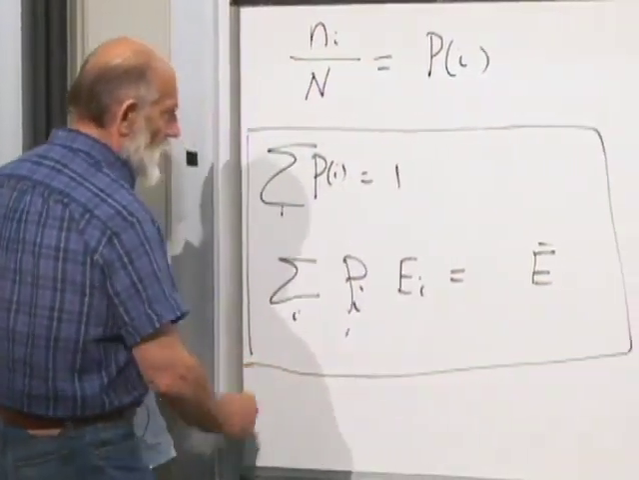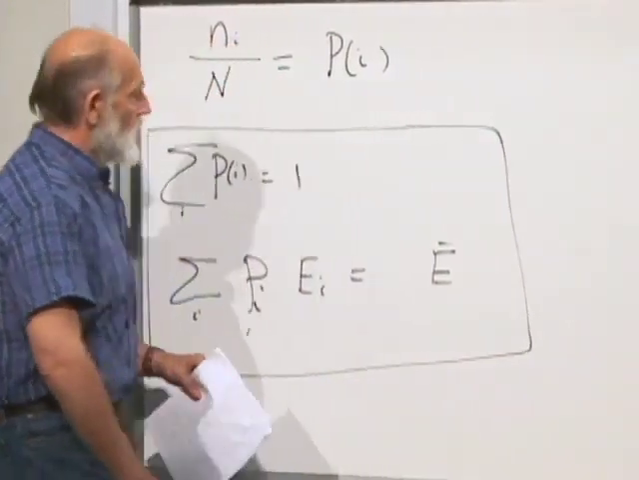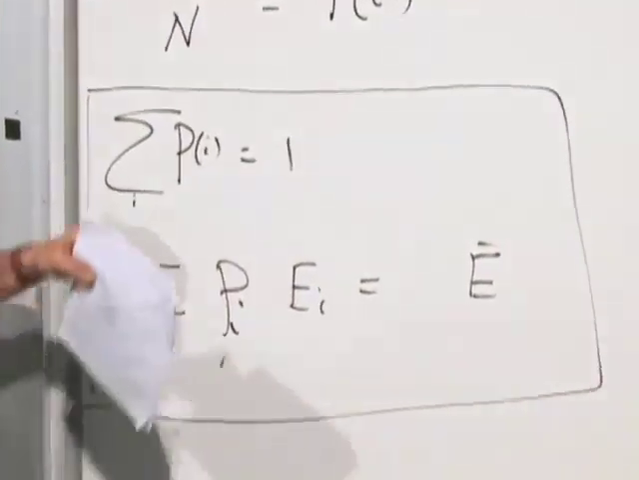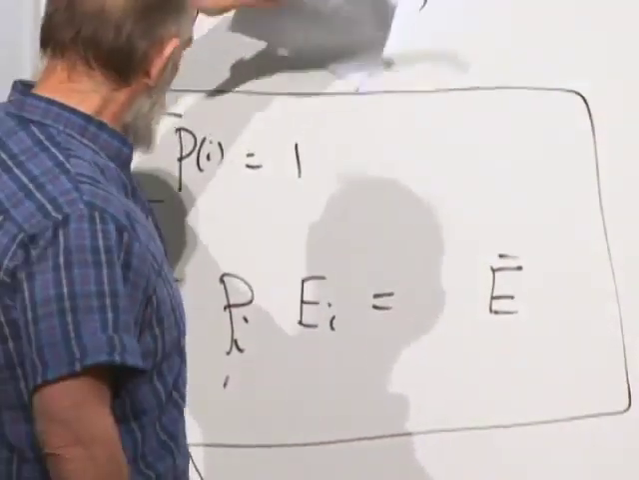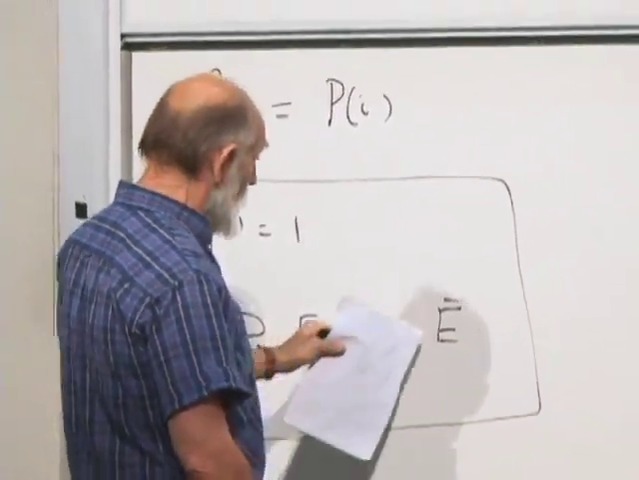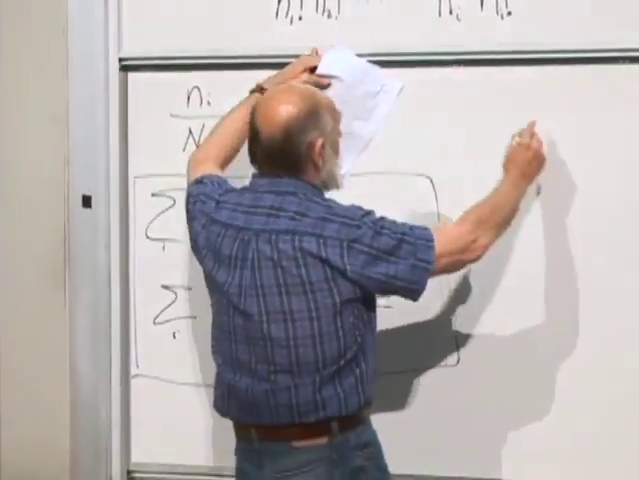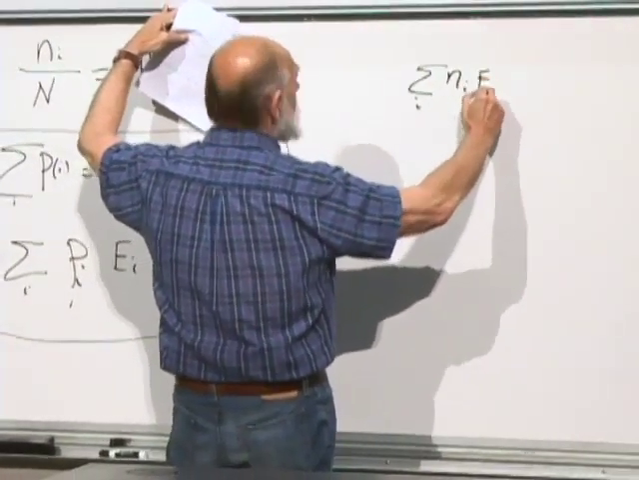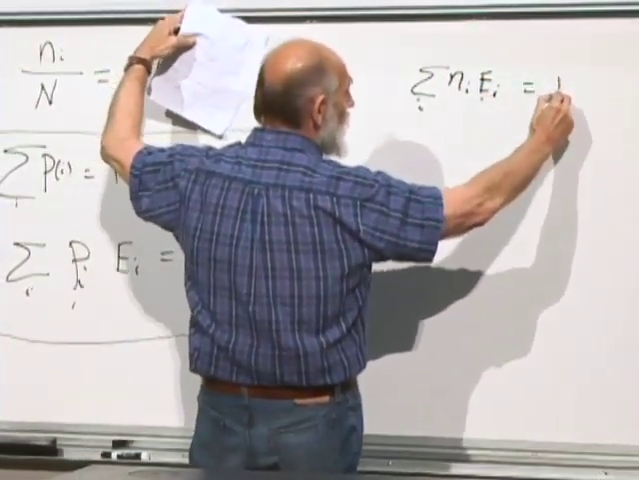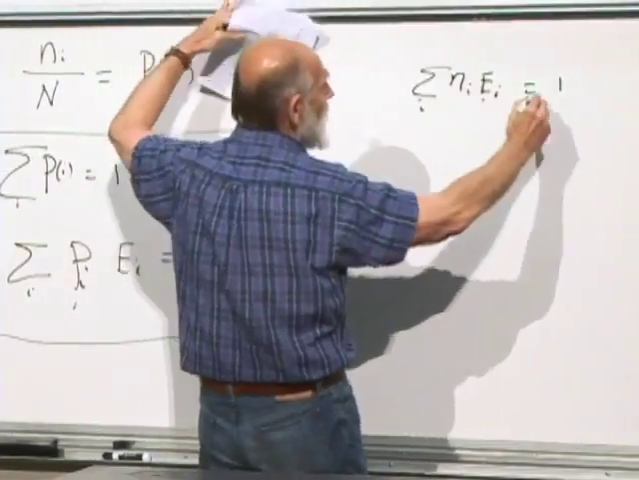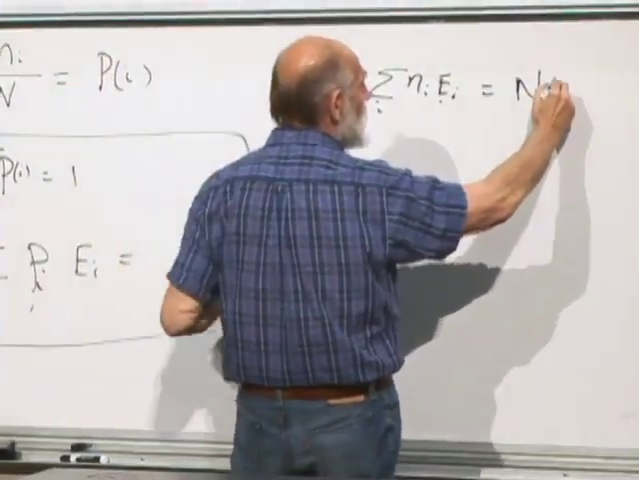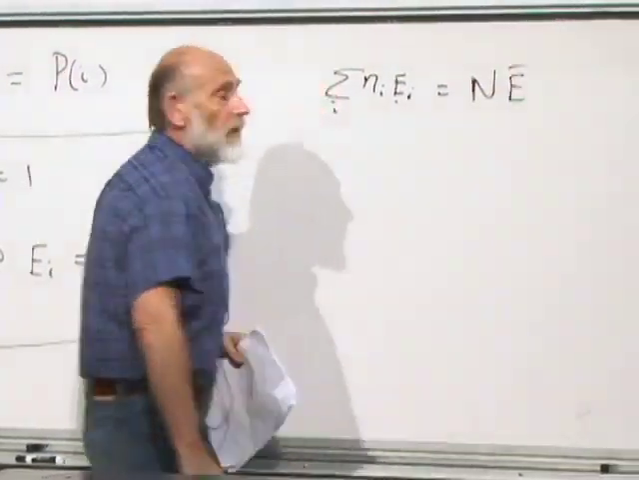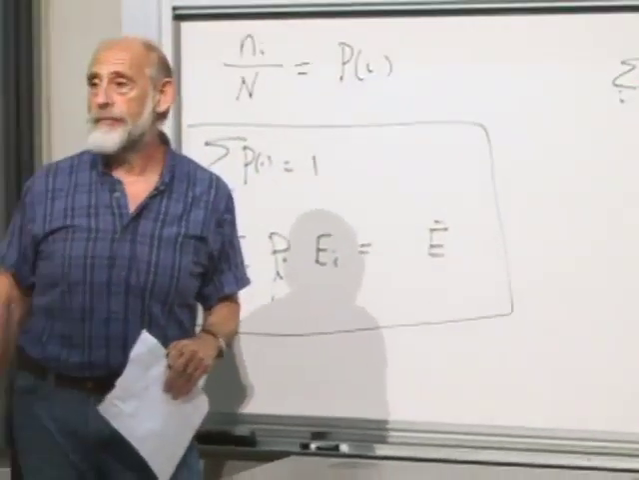Is that the total energy? No. Okay, let's go back over it again. It's not the right-hand side. We started with the sum over I of n sub I, e sub I is equal to the total energy, but the total energy is capital N times the energy of any box. Oh, energy, okay. Yes. And then we divide it by capital N.